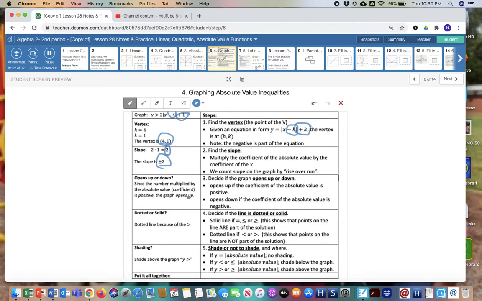Then we want to know what kind of line we are going to draw, a dotted or a solid line. For a dotted line, you're going to have no or-equal-to sign, and that means the points on the line are not solutions. If it has an or-equal-to, that makes it a solid line, and that means the points on the line are solutions. Then we have to figure out where we shade. If it's a less than, we're going to shade below the graph. And if it's a greater than, we're going to shade above the graph.